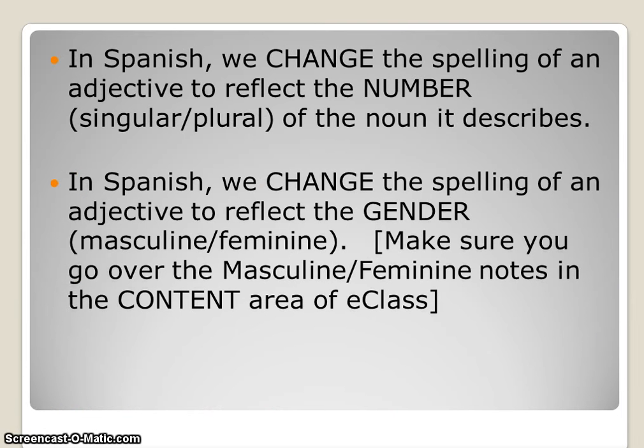In Spanish, there are going to be a couple of differences in how you write adjectives than in English. First difference is that you are going to change the spelling of an adjective to reflect the number. Number means whether the noun is singular or plural, whether it's one thing or more than one thing.